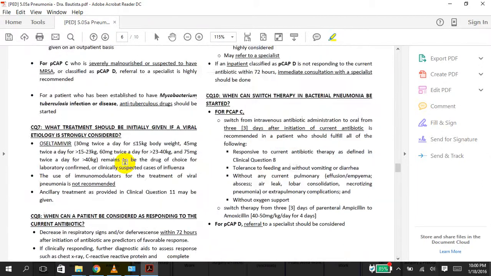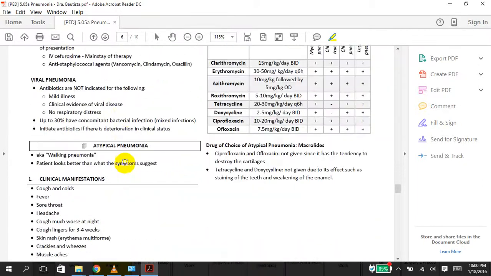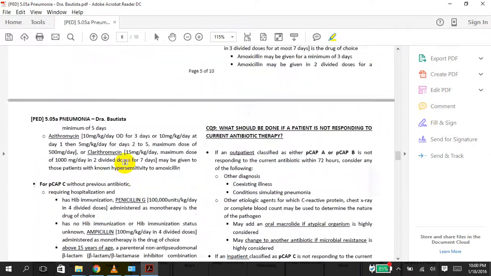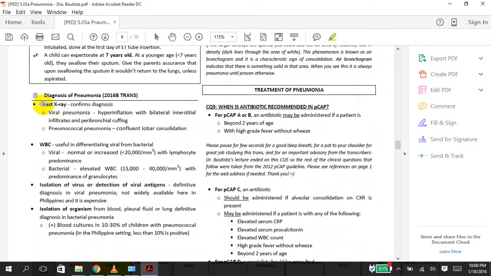So for the diagnosis of pneumonia, of course, chest x-ray will confirm your diagnosis. It will also help you differentiate viral from bacterial, from mycoplasma, because some of these etiologic agents will present differently in your radiologic image. So for viral pneumonia, you will have hyperinflated lungs. You can also have patchy infiltrates, especially if it's bilateral. Think more of viral. And then for pneumococcal pneumonia, you can have confluent lobar consolidation.